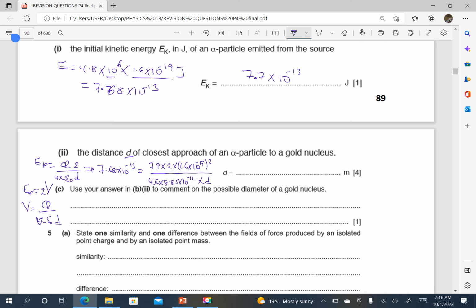Alternatively, we would just use k, which is 8.99 times 10 power 9, instead of 1 over 4 pi epsilon naught, because the charges are placed in a vacuum. You would just replace 1 over 4 pi epsilon naught with that quantity. I'm pressing the calculator to find d.